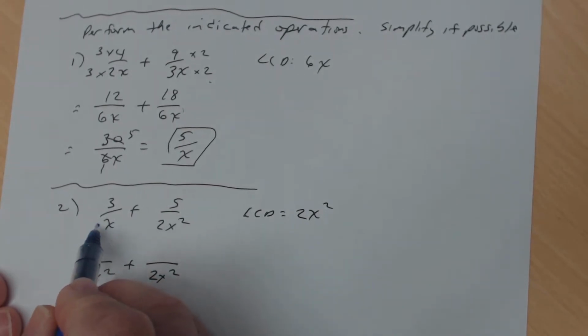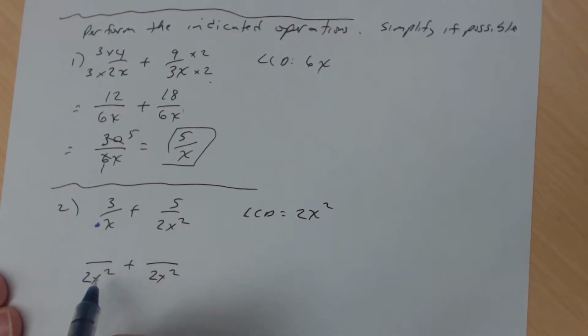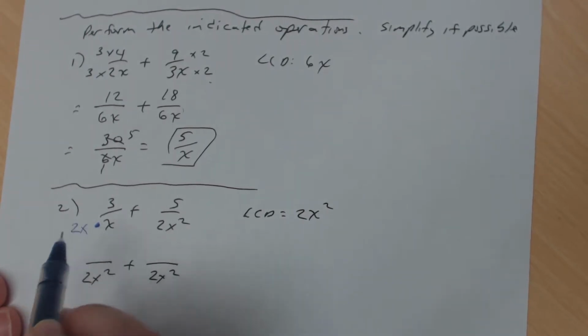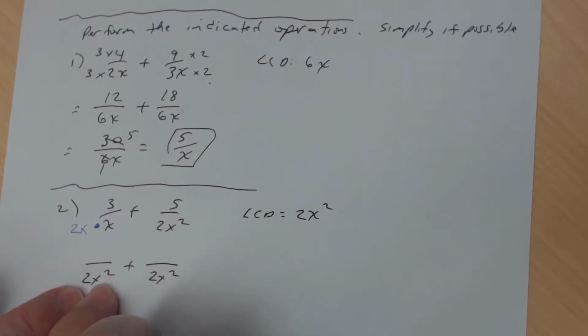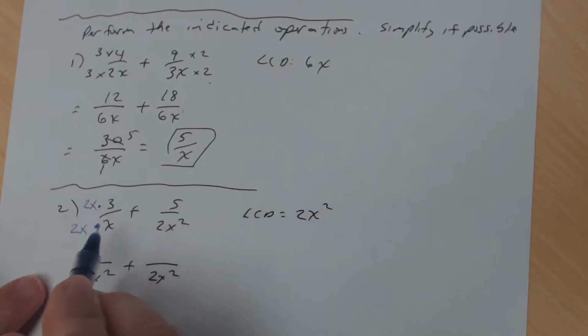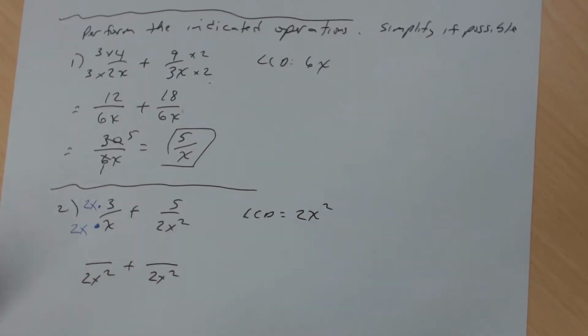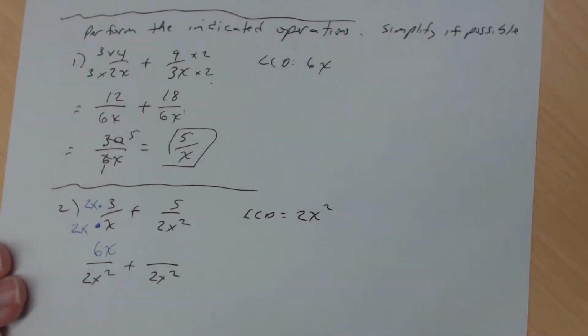So what do I need to multiply? What do I need to multiply x by to get 2x squared? So if you said 2x, that's correct. And always check yourself. 2x times x is 2x squared. But what I do to the denominator, I have to do to the numerator. So 2x times 3 is 6x. So I get 6x here.